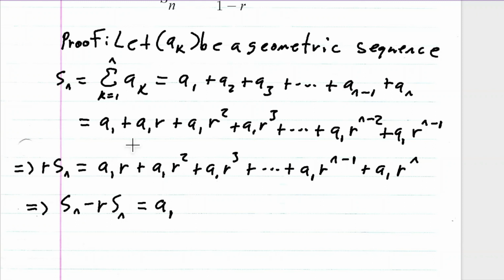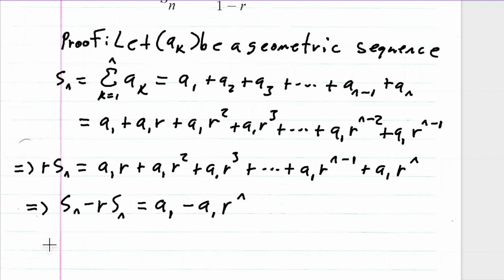But look at what happens with the other terms. A sub 1r minus a sub 1r, that's 0. A sub 1r squared minus a sub 1r squared is 0. A sub 1r cubed minus a sub 1r cubed is 0. And that trend continues all the way up to a sub 1r to the n minus 1 minus a sub 1r to the n minus 1, right? And then you can see all we're left with is a sub 1r to the n. So it's going to be S of n minus r S of n is equal to a sub 1 minus a sub 1r to the n.